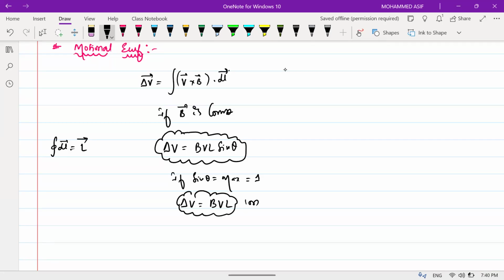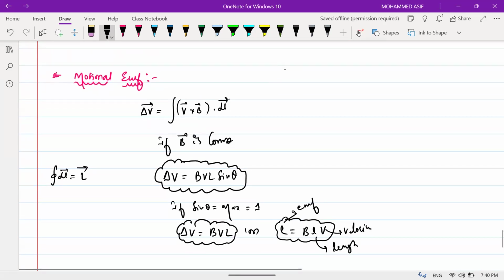The change in potential is also written as EMF. E is equal to BLV. L is nothing but length, capital L or small l, one and the same. V is the velocity with which it is moving. E is the EMF in the coil, L is the length of the conductor, and B is the magnetic field. Clear?